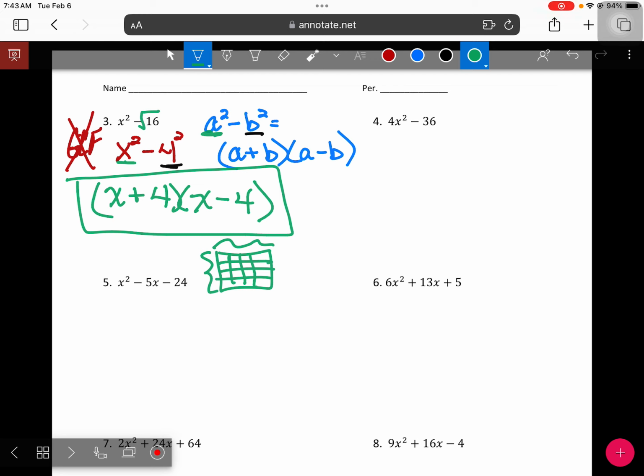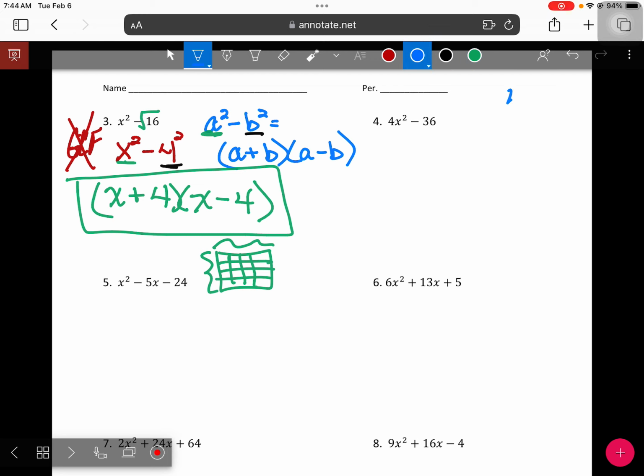Any more questions about 3? All right, number 4, talk to me about 4. That is a nice problem. What do you notice? What do you observe? Perfect squares. Yes, they are perfect squares. So should I jump right in and do difference of 2 squares?